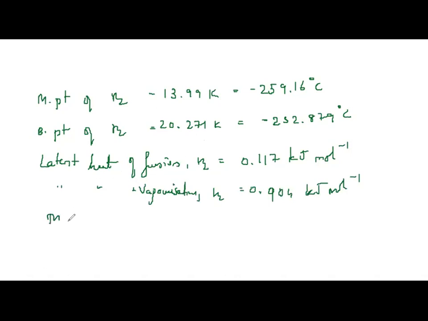Molar heat capacity, that is the heat capacity of 1 mole of hydrogen gas, is roughly taken to be 28.83 joules per mole per Kelvin. This is the molar heat capacity.